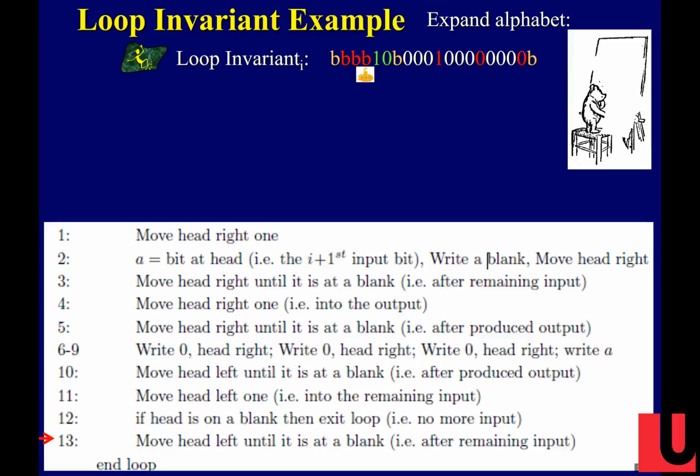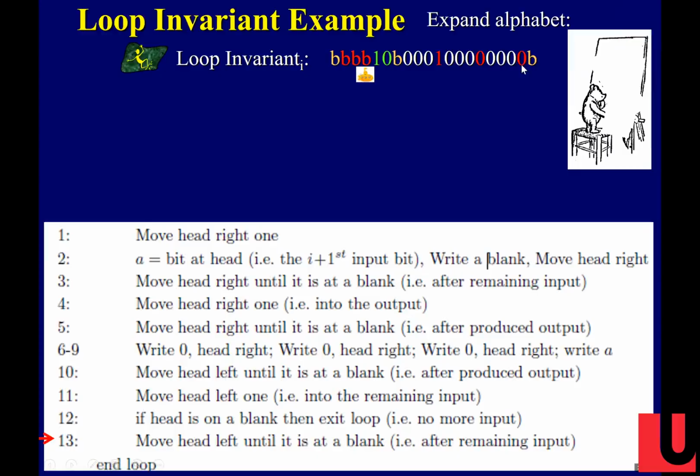Sir, can you repeat what happened in line 6 to 9? In 6 to 9, the head was here. We wrote that 0, we moved right. We wrote that 0, we moved right. 3 times, 0, 0, 0. We wrote them, we moved right. And then we took the value of A that was here and we wrote it.